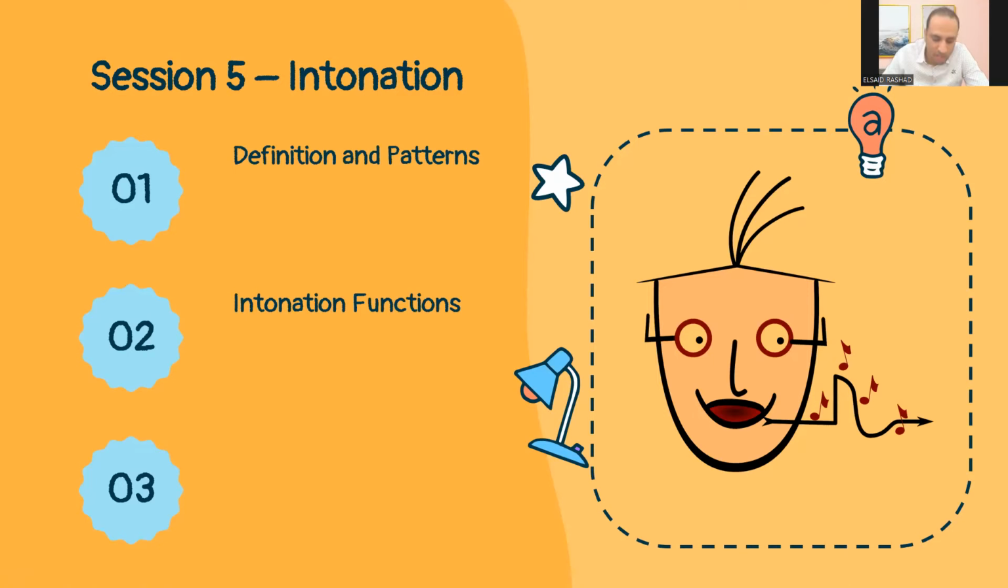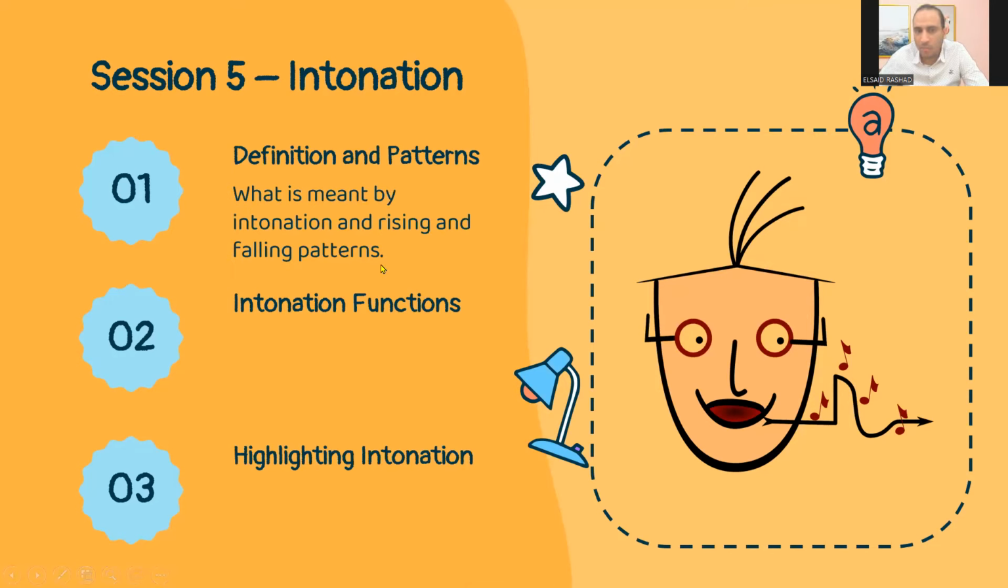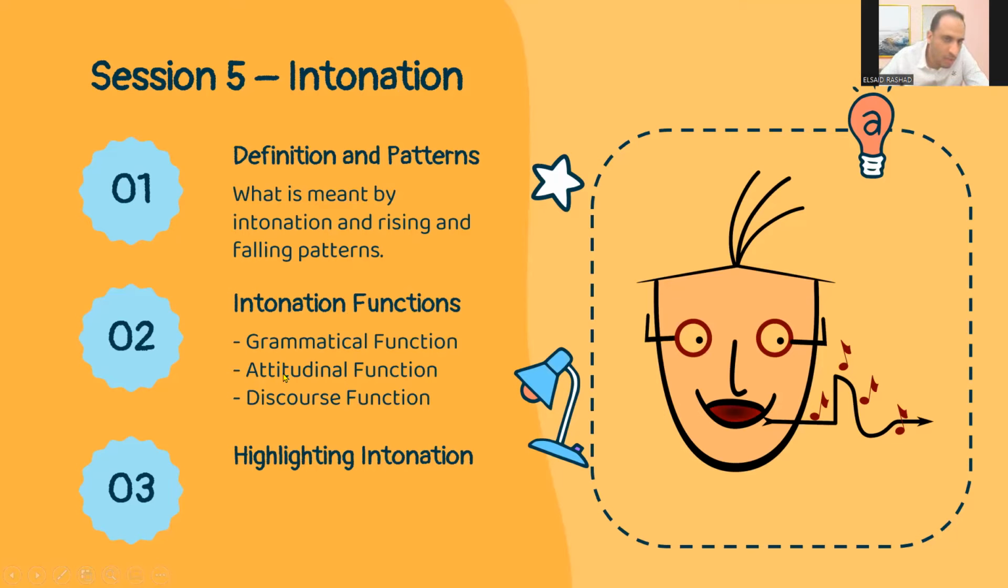What are the 3 intonation functions in English? And of course, highlighting intonation. So here, the definition: what is meant by intonation? Music, pitch, tone, rising, falling, okay? And 3 different types of intonation functions. The first one is grammatical function. If you're asking a question, the intonation will be different from saying a statement. If you're asking a yes/no question, the intonation will be different from a WH question.